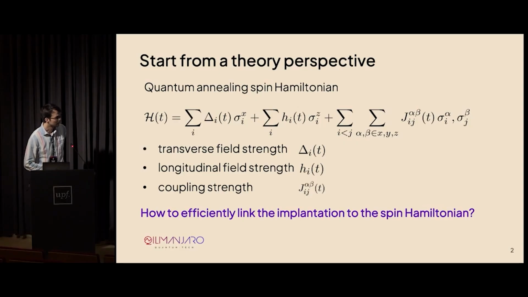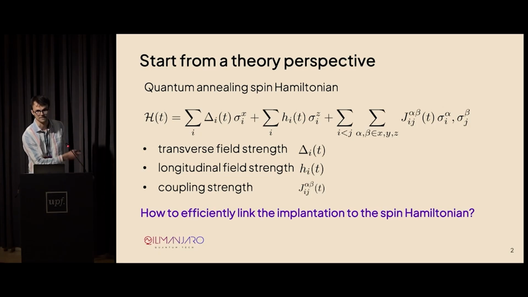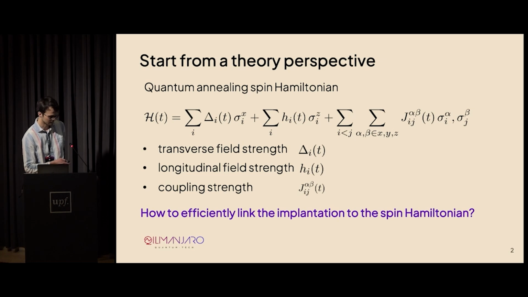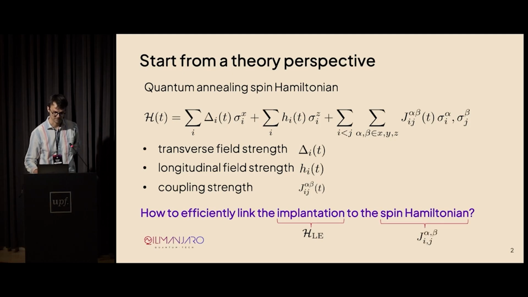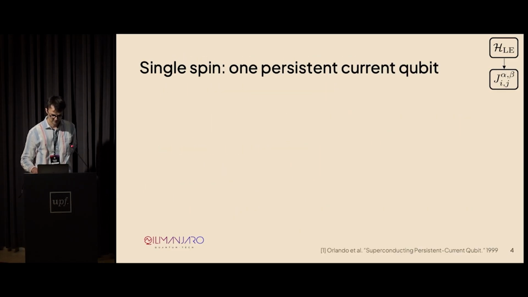And the talk is essentially about this question of how to efficiently link the implementation to the spin Hamiltonian. The first part is about how to link the implementation to the spin, and the second part, and this is actually the novelty, is about the efficiency. To guide you a little bit through the talk, I have these little icons. The implementation is the lumped element Hamiltonian, and the spin Hamiltonian is depicted with these couplings. So we are here with these little icons, at the end where we want to arrive.